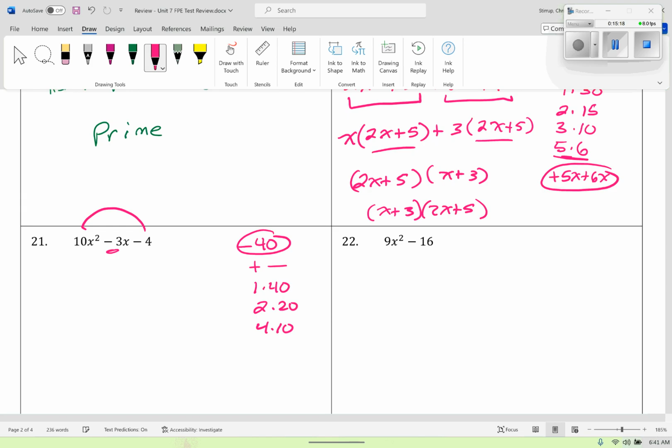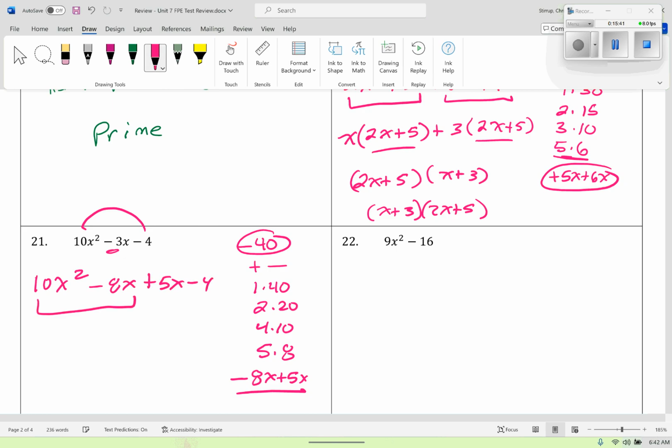Anything else that multiplies together to give me 40? Did you think about 5 and 8? Cool. 5 and 8 are 3 apart from each other, so I'm going to use a -8x and a plus 5x. Okay, if I add those together, I get -3. So bring down the ends: 10x squared minus 8x plus 5x minus 4.